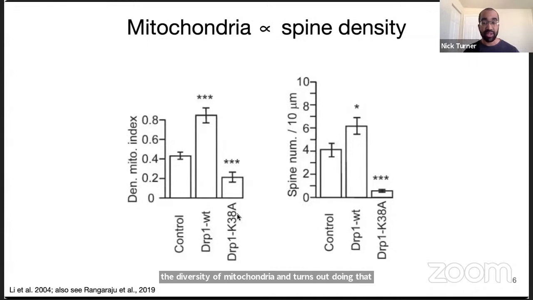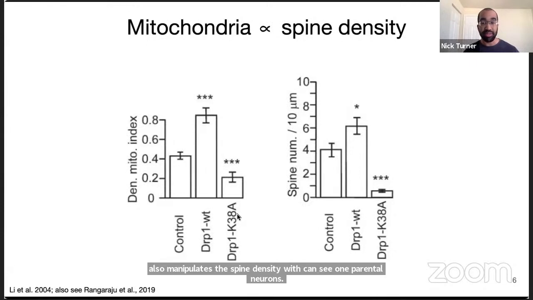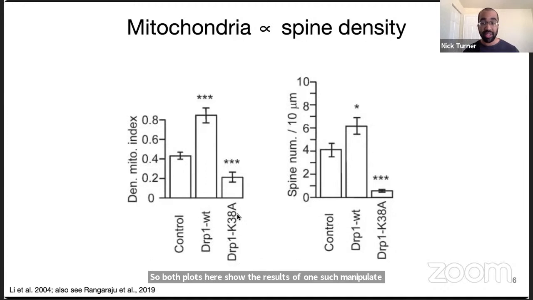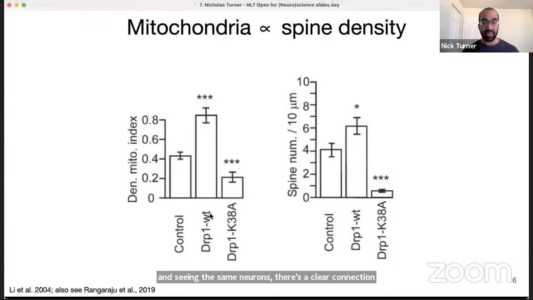Both plots here show the results of one such manipulation of a protein called DRP, which is important for mitochondrial fission. The height axis on the left is a measurement of mitochondrial density within the dendrites of CA1 pyramidal neurons, and the axis on the right is a measurement of spine density in those same neurons. There's a clear connection between the two variables within the analogous conditions, as you can kind of tell.